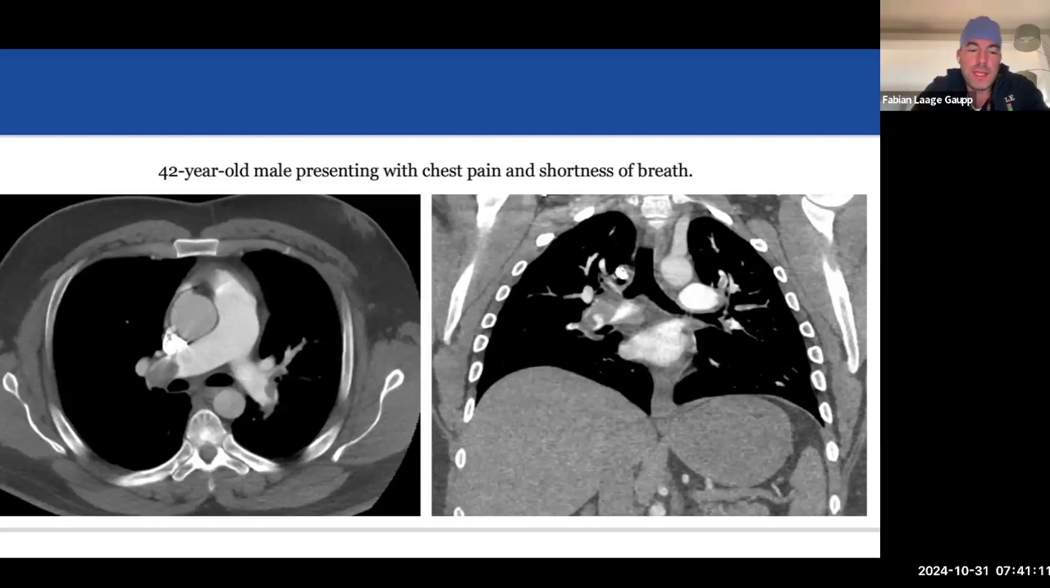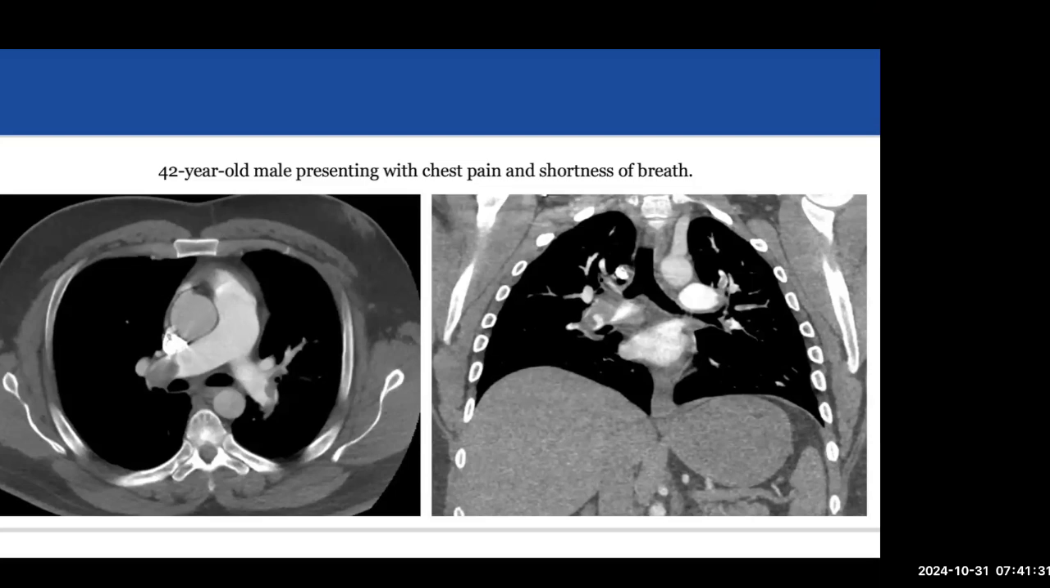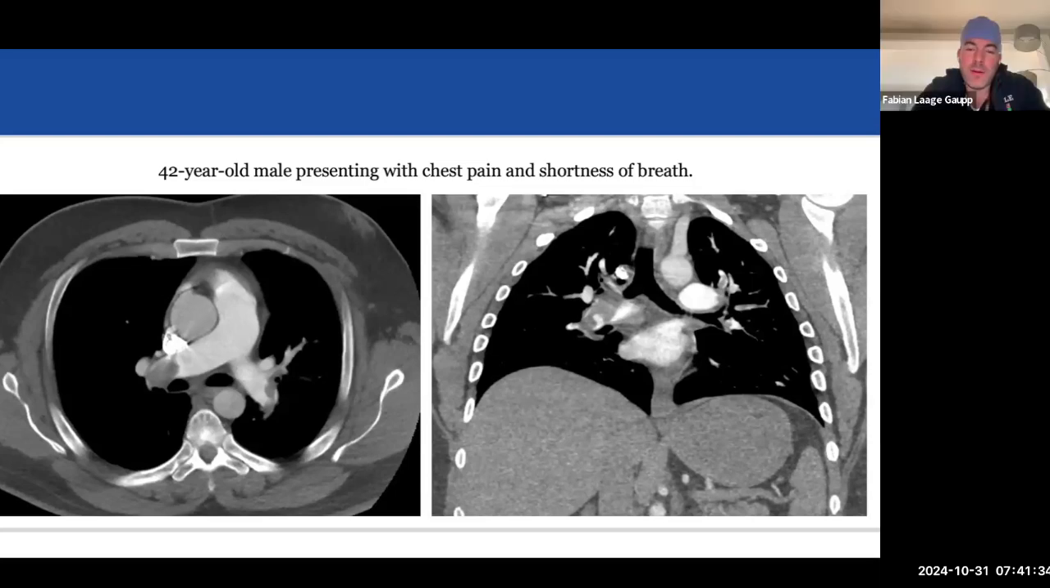Now, if you have an intermediate risk PE, this is someone who's hemodynamically stable, but they do have either laboratory abnormalities, meaning elevation of BNP or troponin, or they have right heart strain on the CT, or even better on echo. All right, so meaning hemodynamically stable, but signs of right heart strain either by labs or imaging.